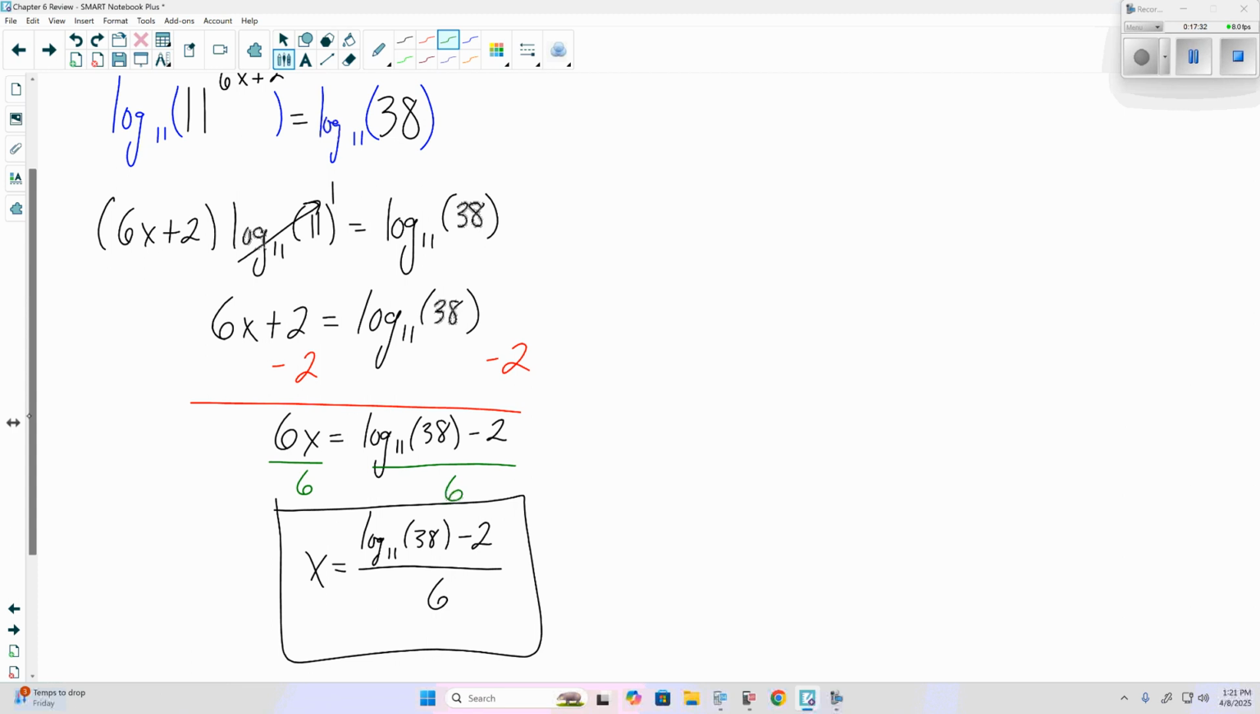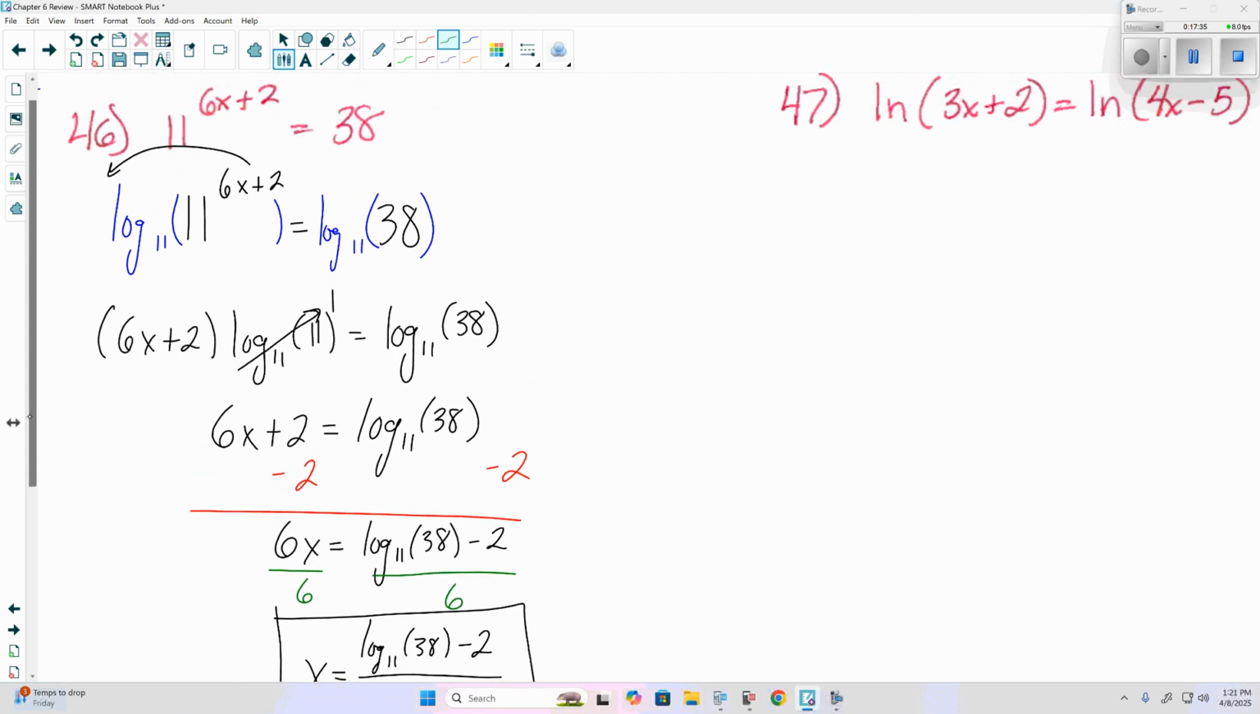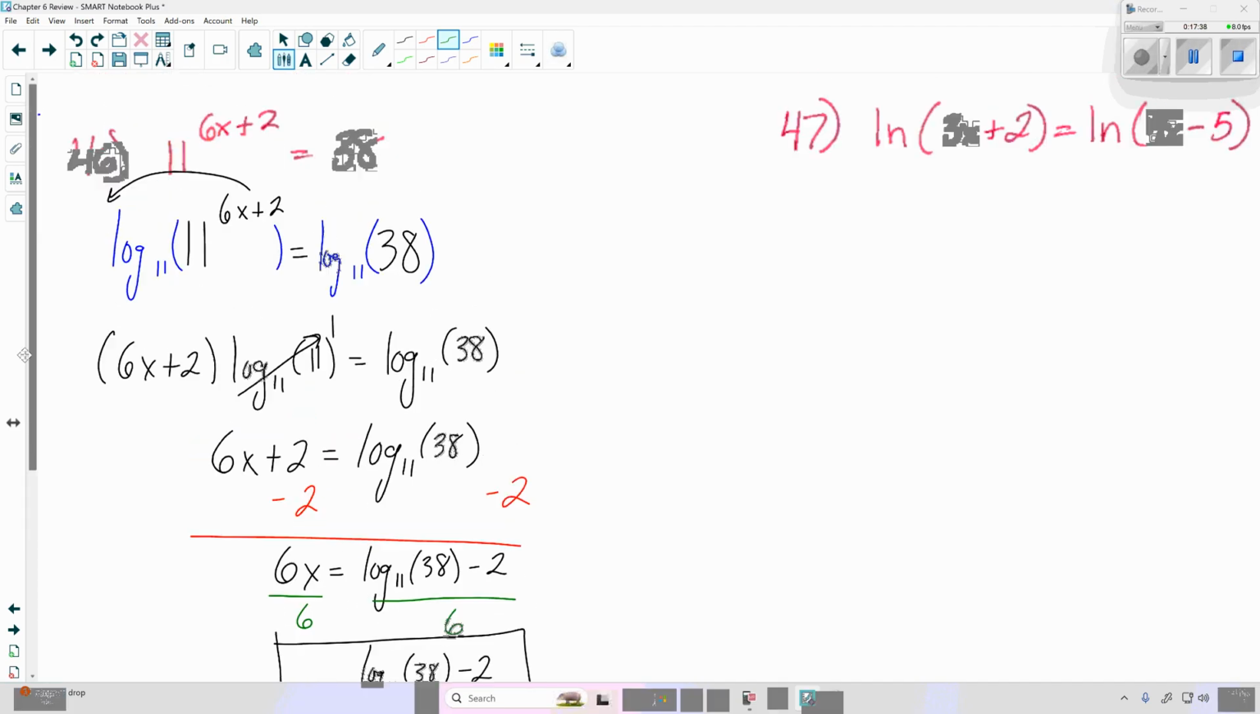Questions on this here? We're ready for 47. Kind of like the first 3 that we did. Here we have the natural log of 3x plus 2 equals the natural log of 4x minus 5. When we have the same log equal to each other, the only way that these two logs can equal each other is if what's inside each log is also equal.